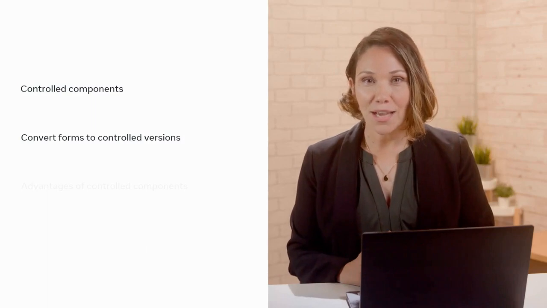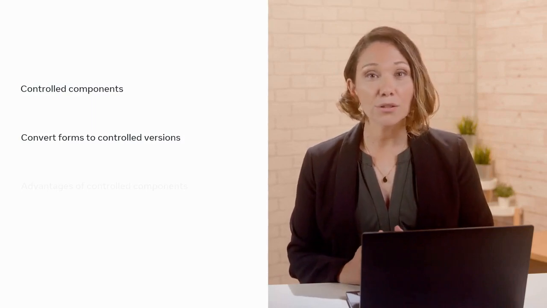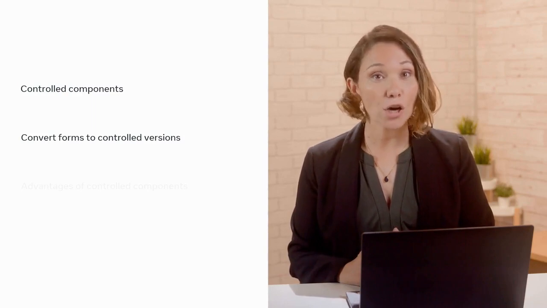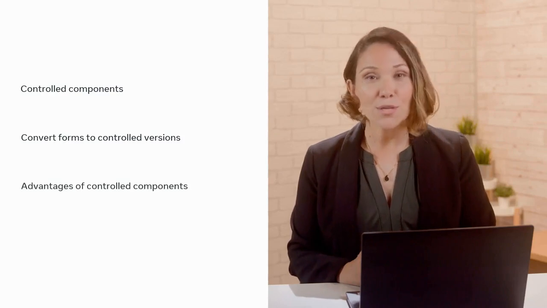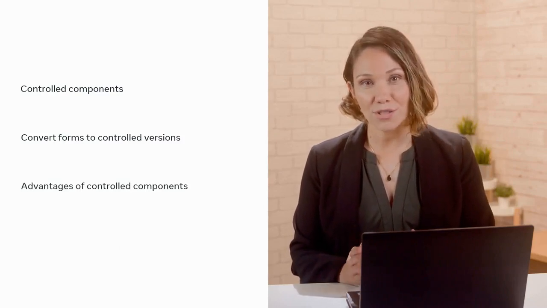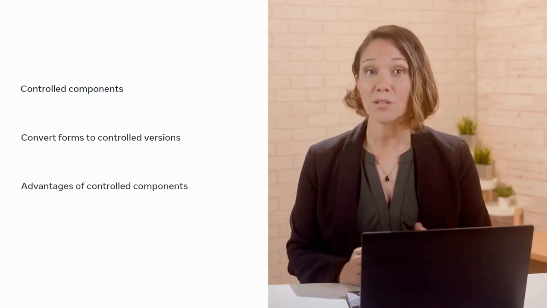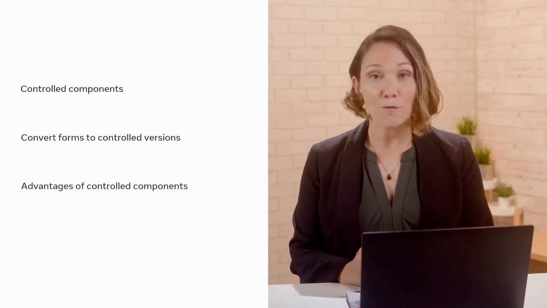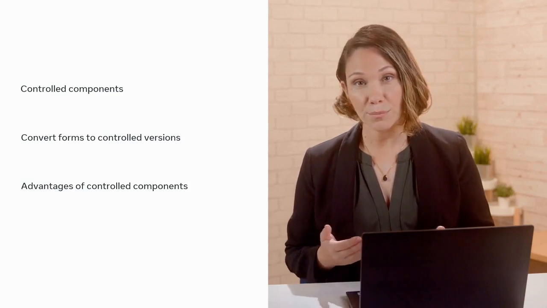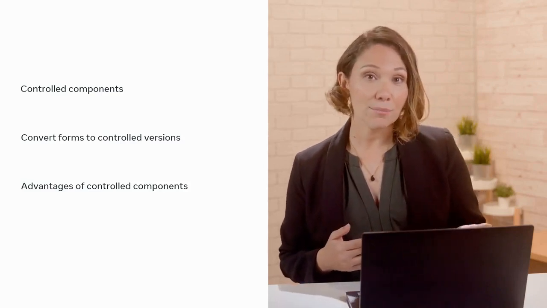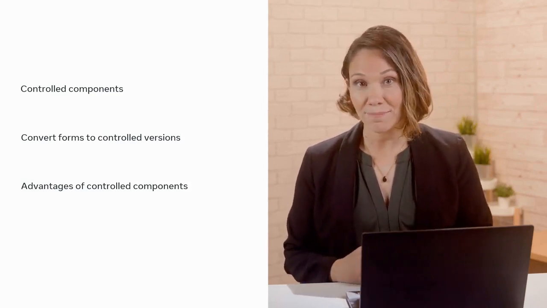In other words, you learned how to transform an uncontrolled form into a controlled version using local state and the onChange event, as well as the onSubmit prop. You also discovered some of the advantages of controlled components compared to uncontrolled components. For example, it makes it possible for you to have more control over form submission, such as disabling the submit button when the form is invalid.